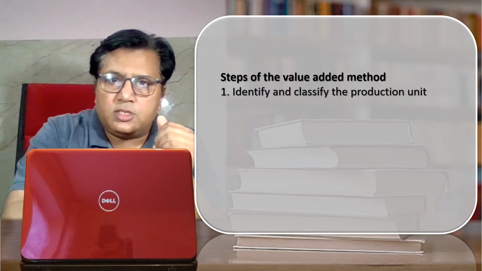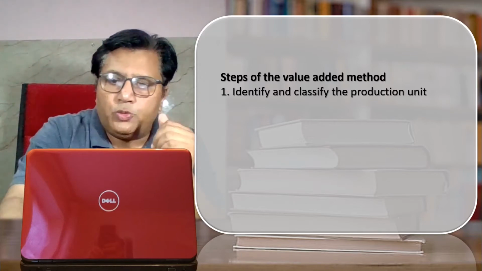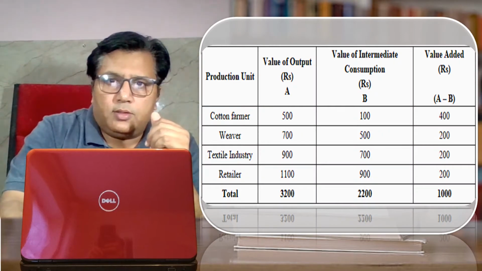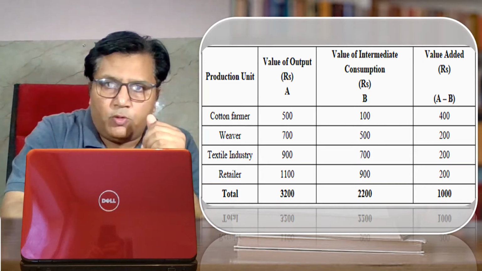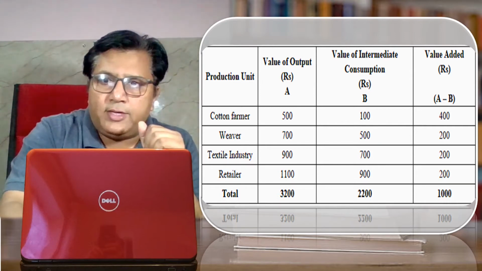The first stage is that we identify and classify the production units. So here we classify how many units are there, 1, 2, 3 and 4. The first step is to classify the production units. How many units are there? 4 units are there. Firstly we have to classify them.